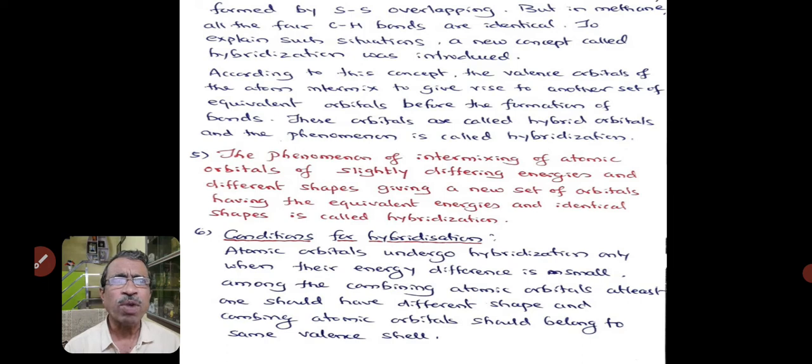Let us study the conditions for hybridization. The conditions for hybridization are as follows. Atomic orbitals undergo hybridization only when their energy difference is small. Among the combining atomic orbitals, at least one should have a different shape, and the combining atomic orbitals should belong to the same valence shell.